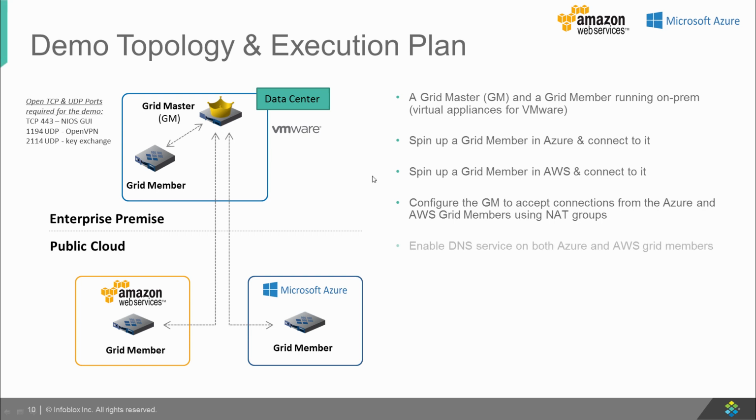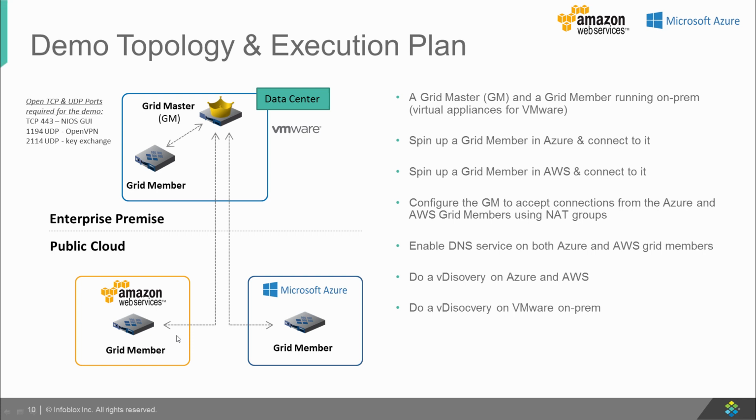So once we've done all of that, the other thing we need to do is enable the DNS service on both the Azure and AWS grid members. And once you've enabled that, then we can do vDiscovery. As I mentioned earlier, vDiscovery is the ability to discover a lot of resources that are running on both Azure and AWS. So you get the great single pane of glass, wonderful visibility into your cloud environment.